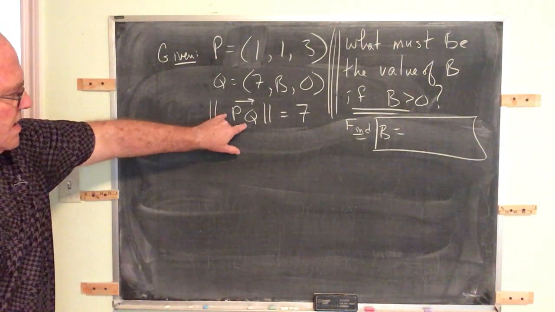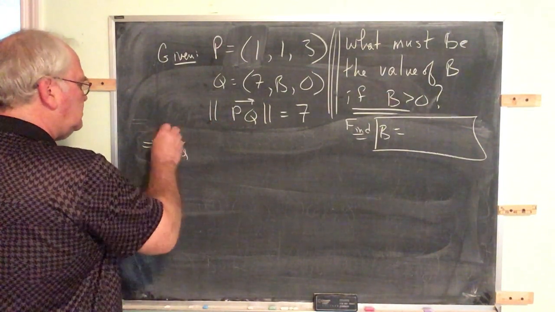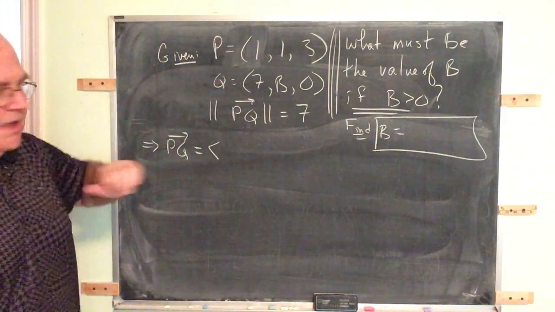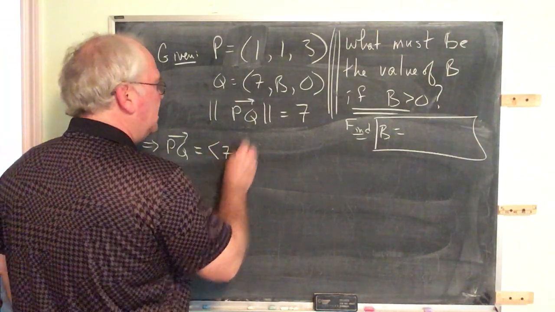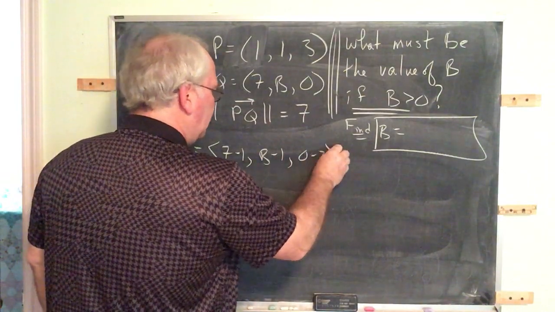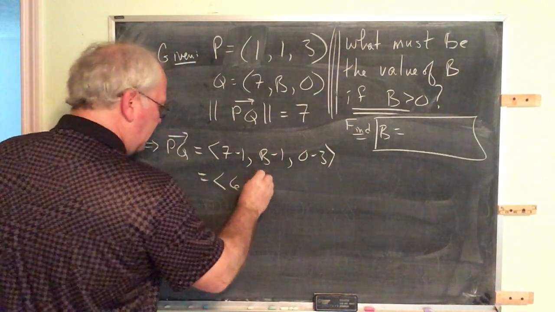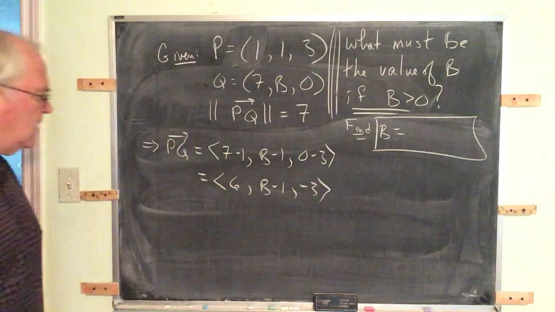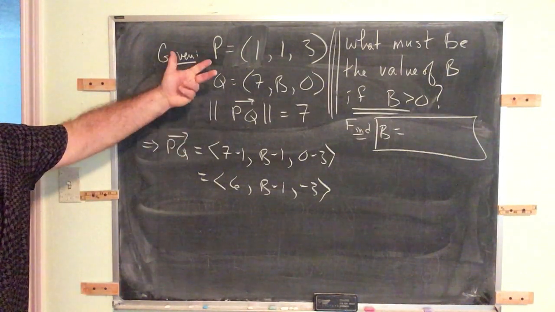The first is we need to find the vector PQ. And so we find that by taking terminal point minus initial point for all three of those coordinates. So we have 7 minus 1, comma, B minus 1, comma, 0 minus 3. And so what does that give us? That gives us 6, comma, B minus 1, comma, negative 3. So there's our vector PQ. That's piece of the puzzle number 1. What's our next little thing we have?